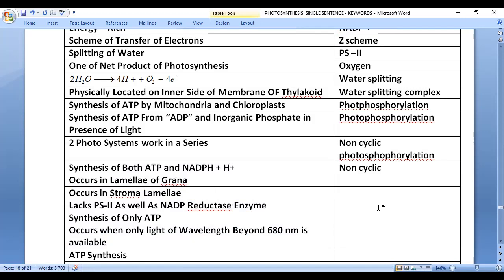Synthesis of only ATP occurs when light of wavelength beyond 680 nm is available. That is cyclic photophosphorylation.